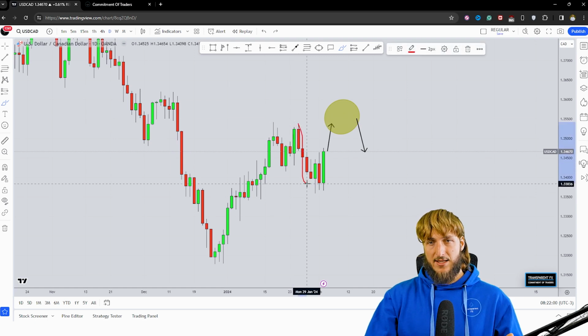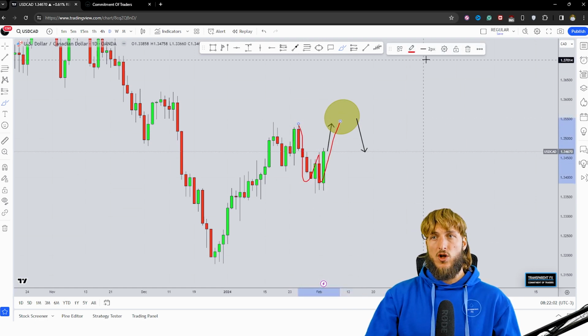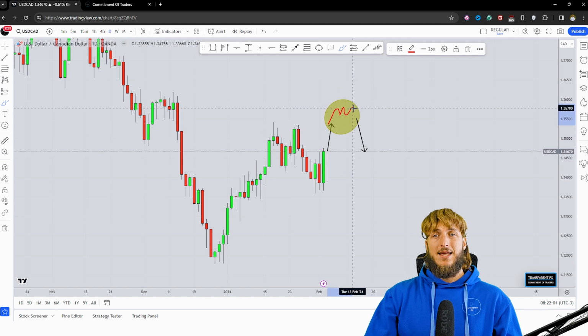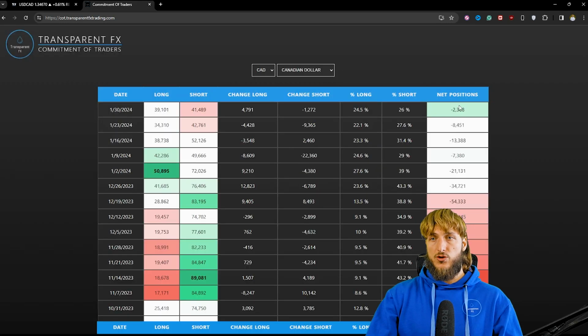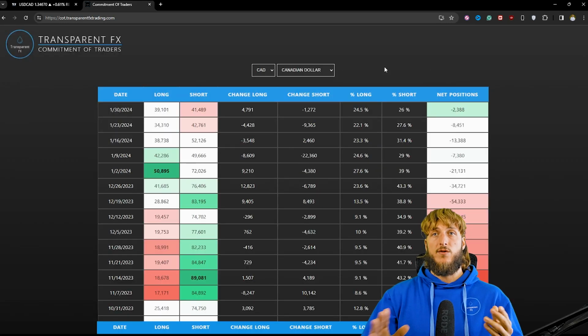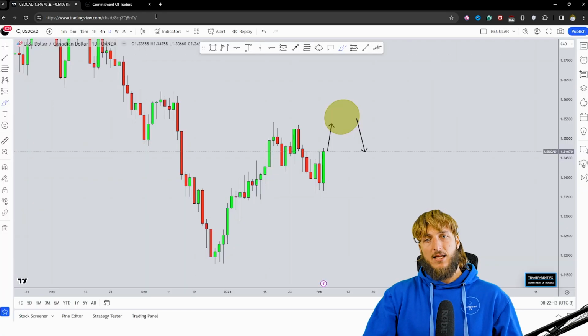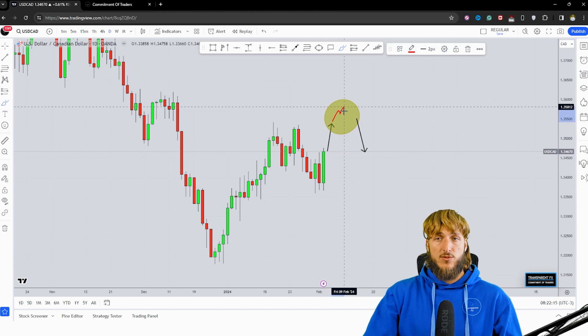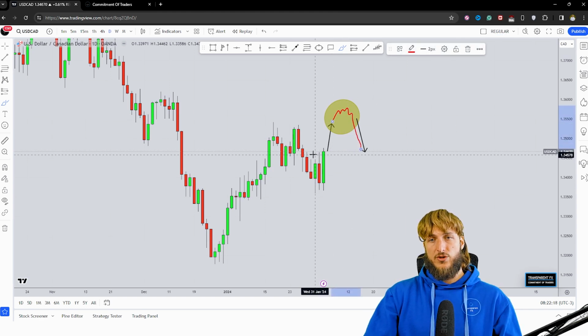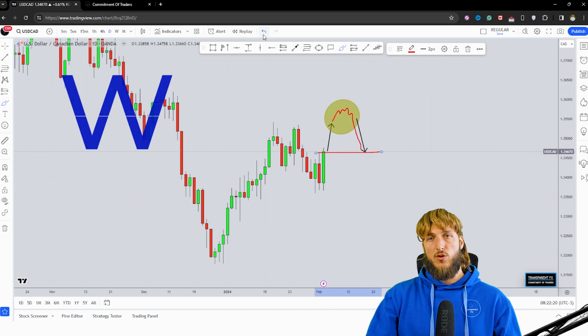Therefore, what I would expect is that if this market creates this W formation, and we see inside of this area institutions continue to increase their net positions, therefore longing the CAD, which means shorting USDCAD, at that point I wouldn't be surprised to see a potential rejection to the downside, completing this W formation at the neckline.